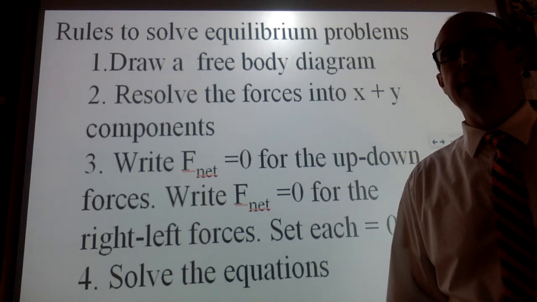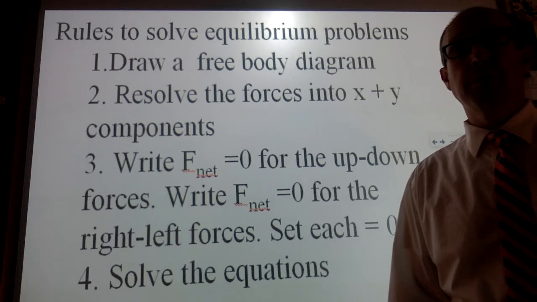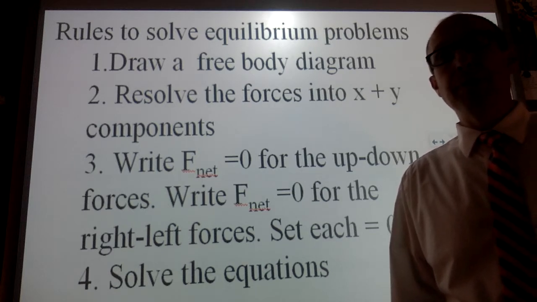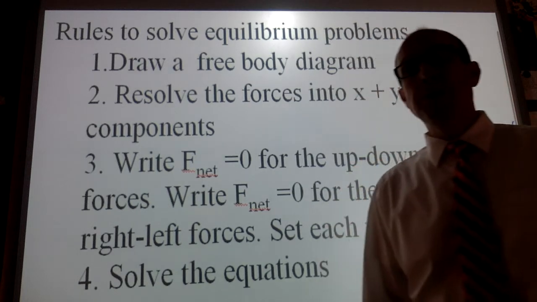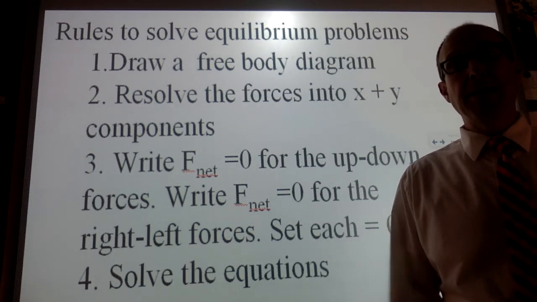Types of problems, these Fnet equals 0 problems, when you have your forces that are balanced. So the first thing that you want to do is draw a free body diagram. We spent some time last week doing this. I had you guys do it with me, and you guys did it on your own.